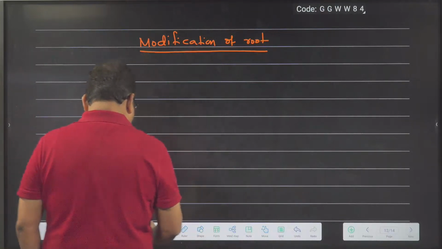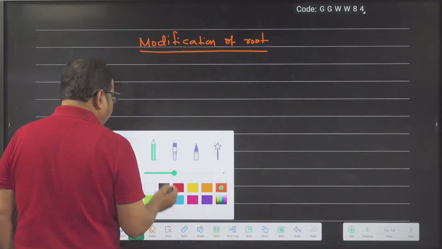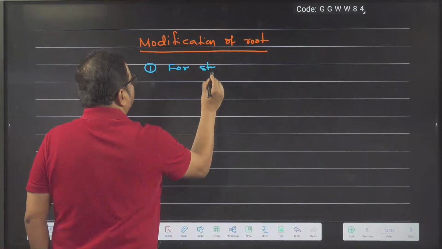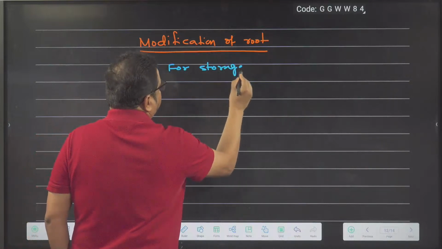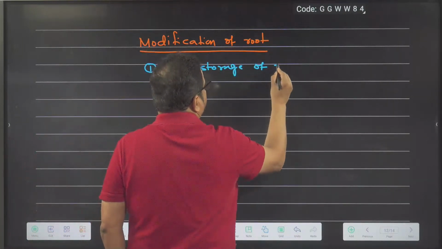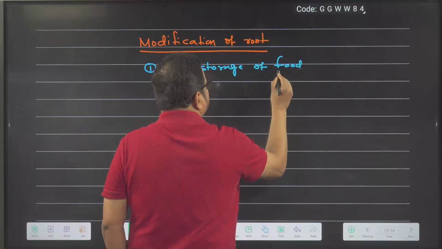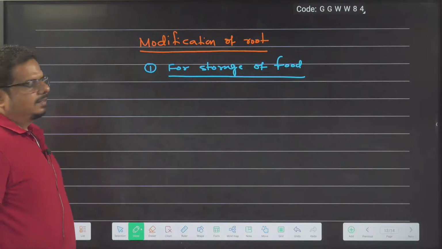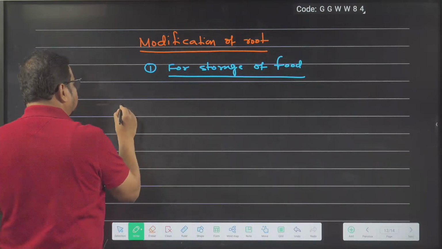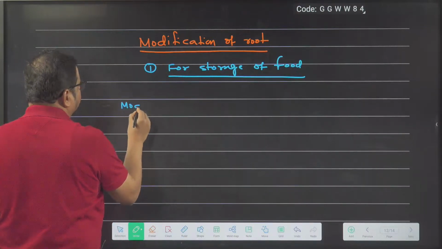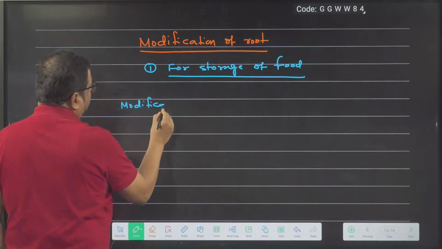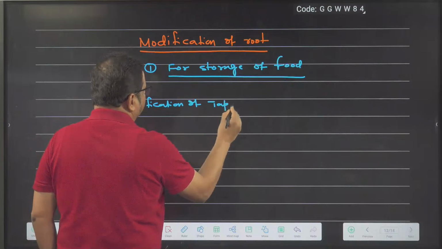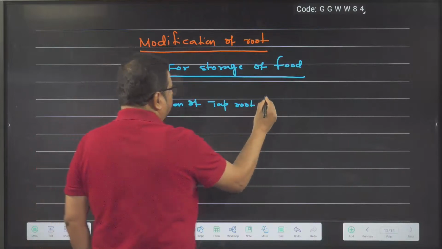So if we talk about modification of root, first modification I am writing is for storage of food. So I am writing modification of taproot for food storage.